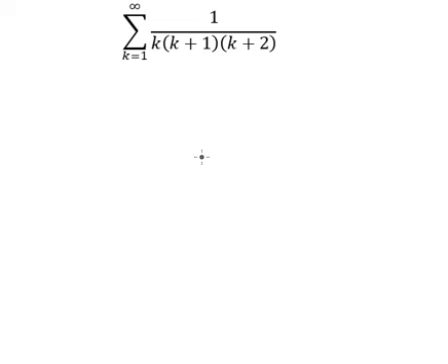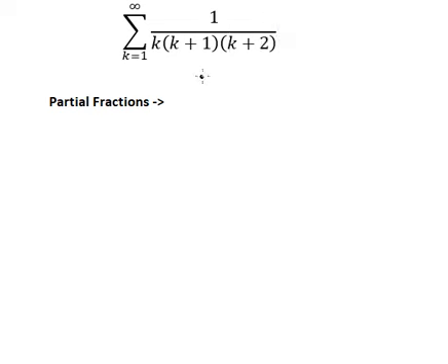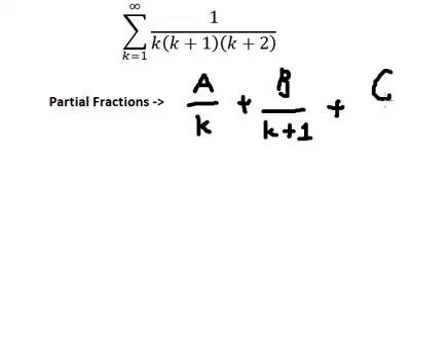So today I will show you how to find the summation in here. The first thing we need to use is partial fractions. So I will put A over k, and B over k plus 1, and C over k plus 2.